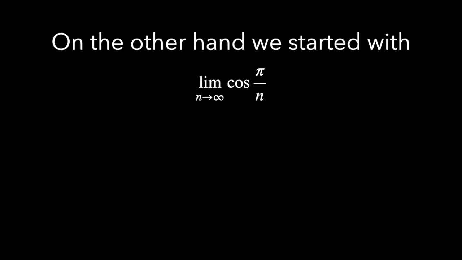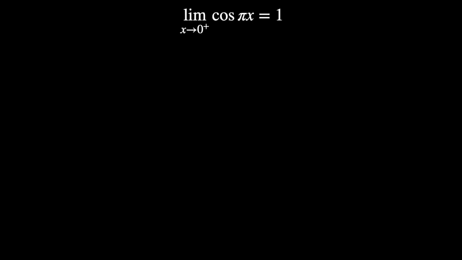On the other hand, we started this discussion by looking at these polygons, and we looked at values of n, and we said as n gets bigger, n is 3, then 4, then 5, then 6, the limit of the cosine of pi over n, and then we kind of drew a graph where we weren't worried about just integers anymore. So let's let x be 1 over n. And so as n gets really big, x goes to 0 from above, and so we can say the limit as x goes to 0 from above of the cosine of pi x is 1.